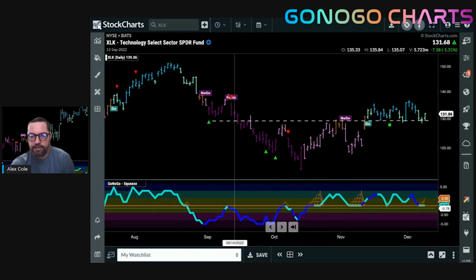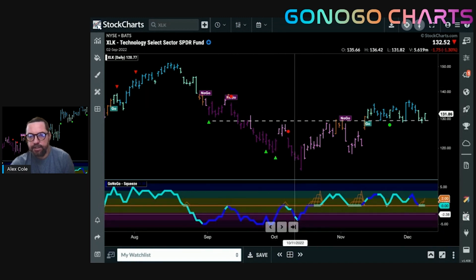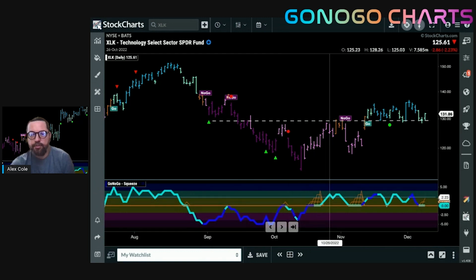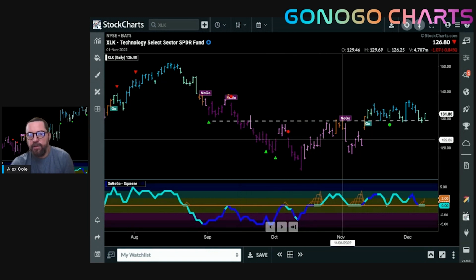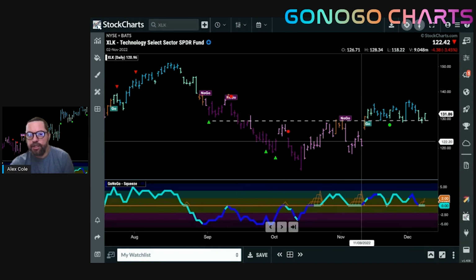It did get rejected again. It got rejected here, it got rejected here, but this time we broke into positive territory. And that gives us a leading indication that this no-go trend is no longer healthy. We saw some amber bars. We saw it try to go back to a no-go.